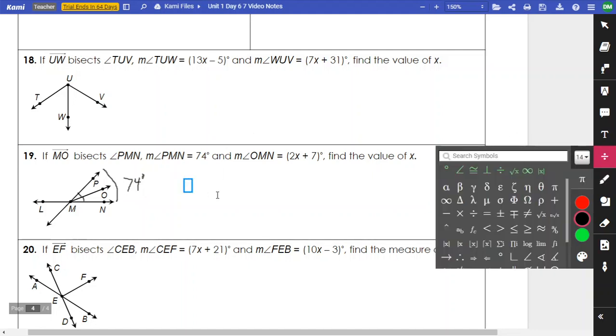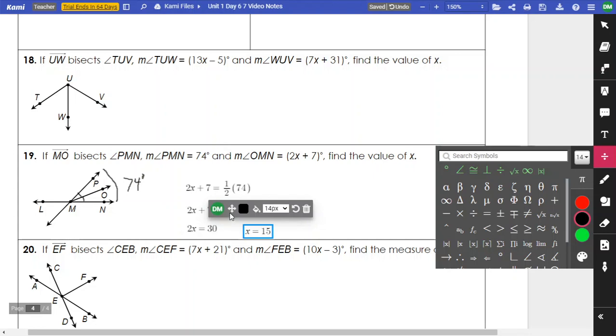So we can say that 2x plus 7 is equal to half of 74. So 1/2 times 74. Because this OMN is half of PMN. And then from there we can say that 2x plus 7 is equal to 37. We can subtract 7 from both sides to get 2x is equal to 30. And then finally we can get an x of 15.